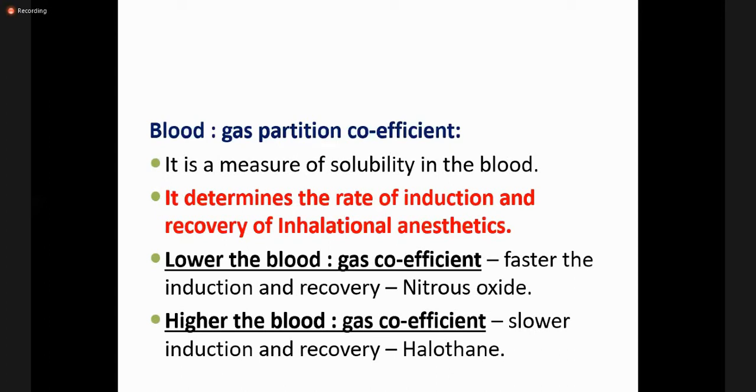The reverse phenomenon will start. The molecules will start moving from high concentration to lower concentration. Now the molecules will move from blood into the alveoli, and from alveoli they will be exhaled out, right? So this is how we achieve recovery, right? But if the molecule dissolves in the blood before moving, it will take time. But if the molecule does not dissolve, it will just move, so it will induce rapid induction. So that is why if the solubility is higher, the induction and recovery is slower. If the solubility is lower, the induction and recovery is faster. Clear?